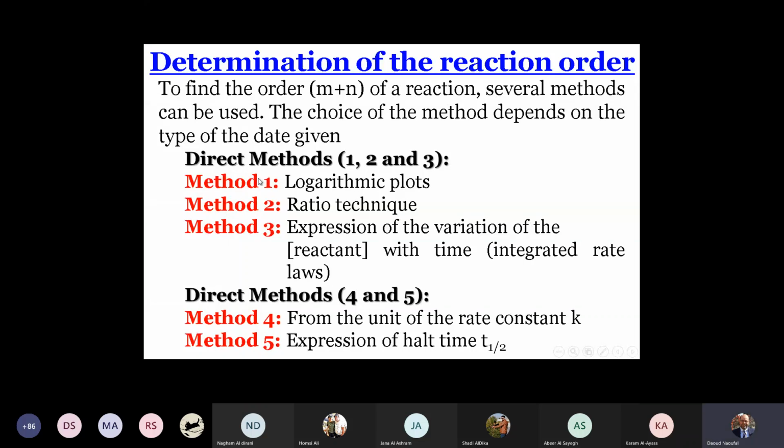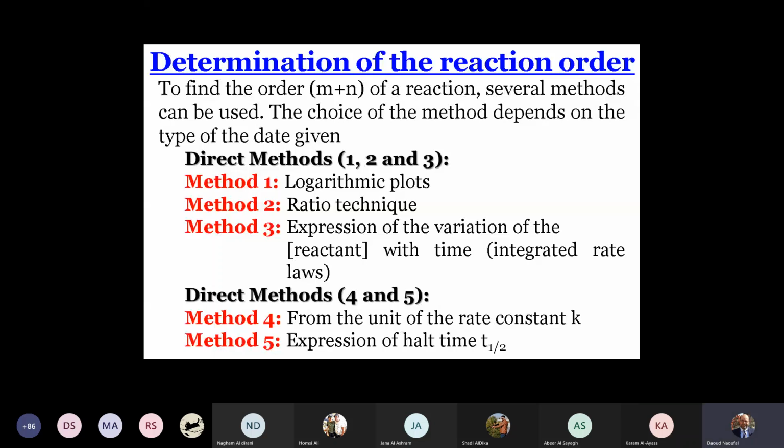What is the difference between methods 1, 2, and 3, and methods 4 and 5? In methods 1, 2, and 3, we obtain m, we obtain n, then we deduce directly m plus n. So we obtain the partial orders of the reaction, then we deduce the global order of the reaction. Method 1 is the log plot, method 2 the ratio technique, and method 3 is the integrated rate law.